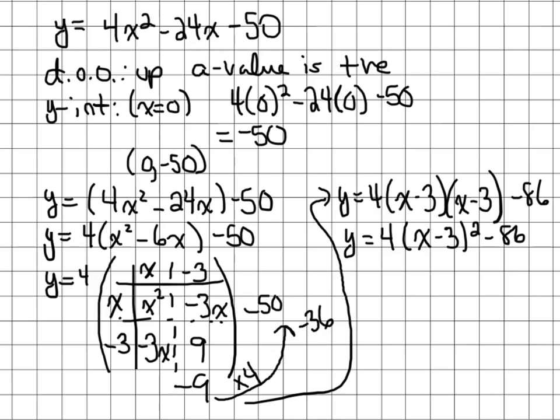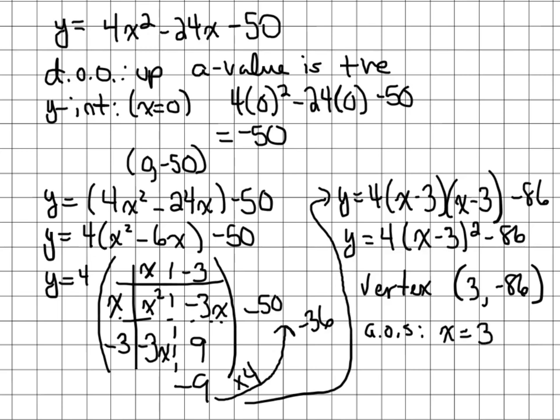So my vertex is, this is the x coordinate of the vertex, but you change your sign, and this is the y coordinate of the vertex. So the vertex is 3, minus 86. What's nice about that is I can actually figure out my equation for the axis of symmetry, and what my maximum or minimum value is. So my axis of symmetry is the x coordinate of the vertex, which is the 3, so that's x equals 3.